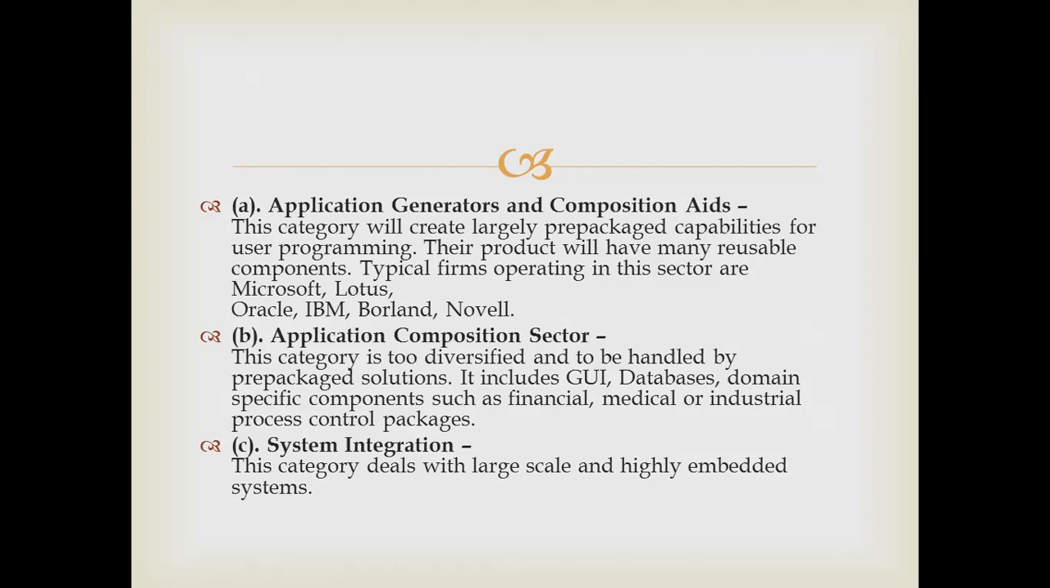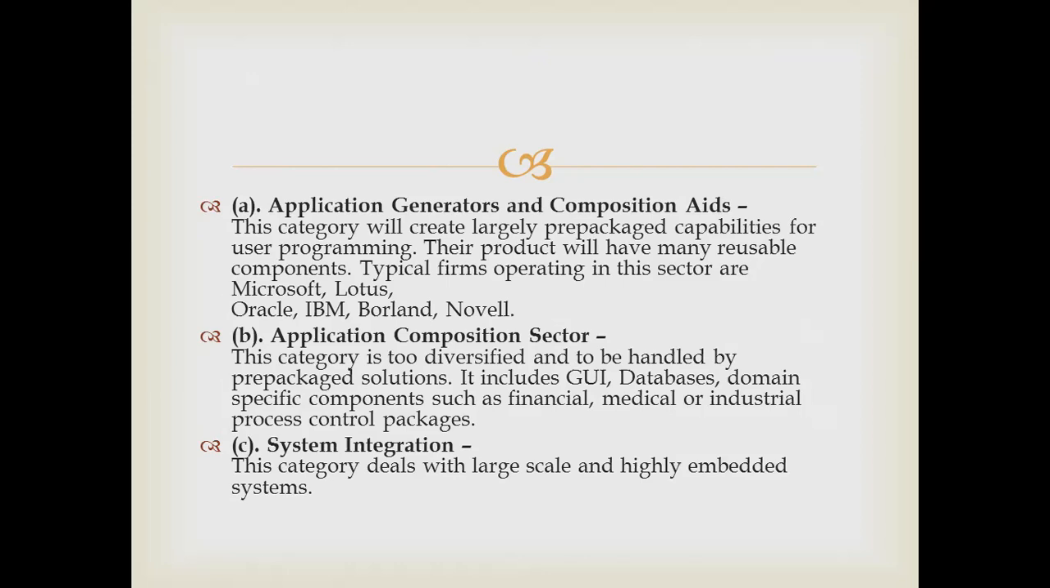Next is the application composition sector. In this category they handle pre-packed solutions, which include a GUI, databases and database systems, and domain-specific components such as financial, medical, industrial process, and control packages. They are giving us a proper pre-packed solution which contains specific components that help us in financial, medical, and industrial process control packages.